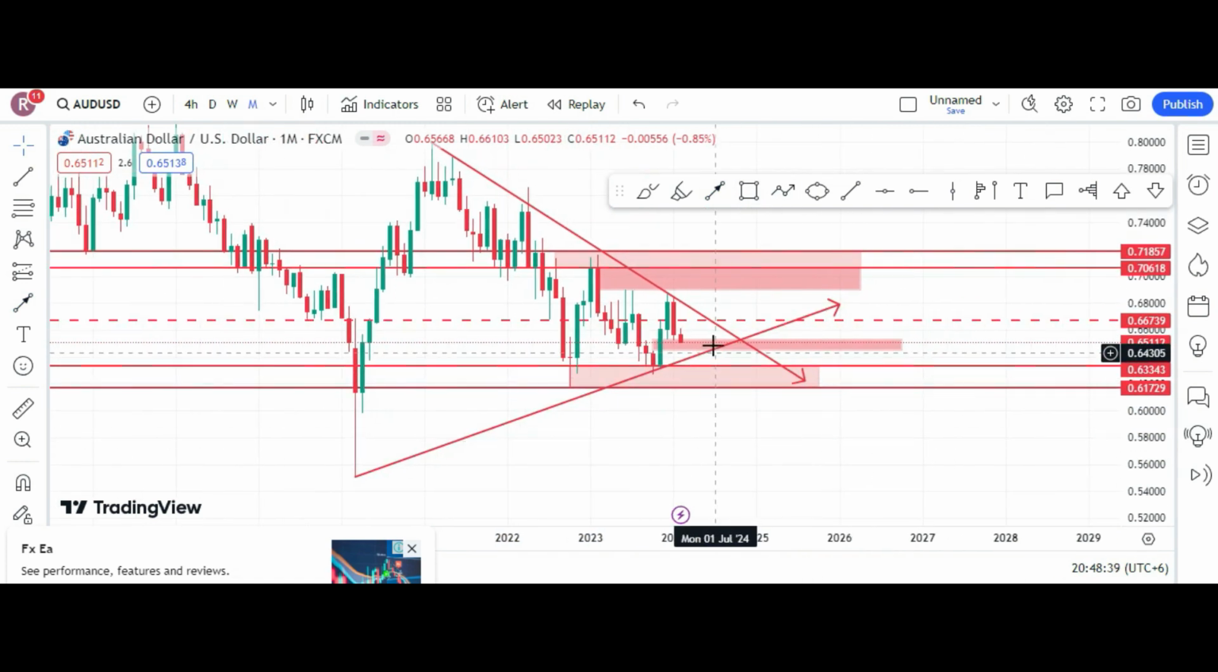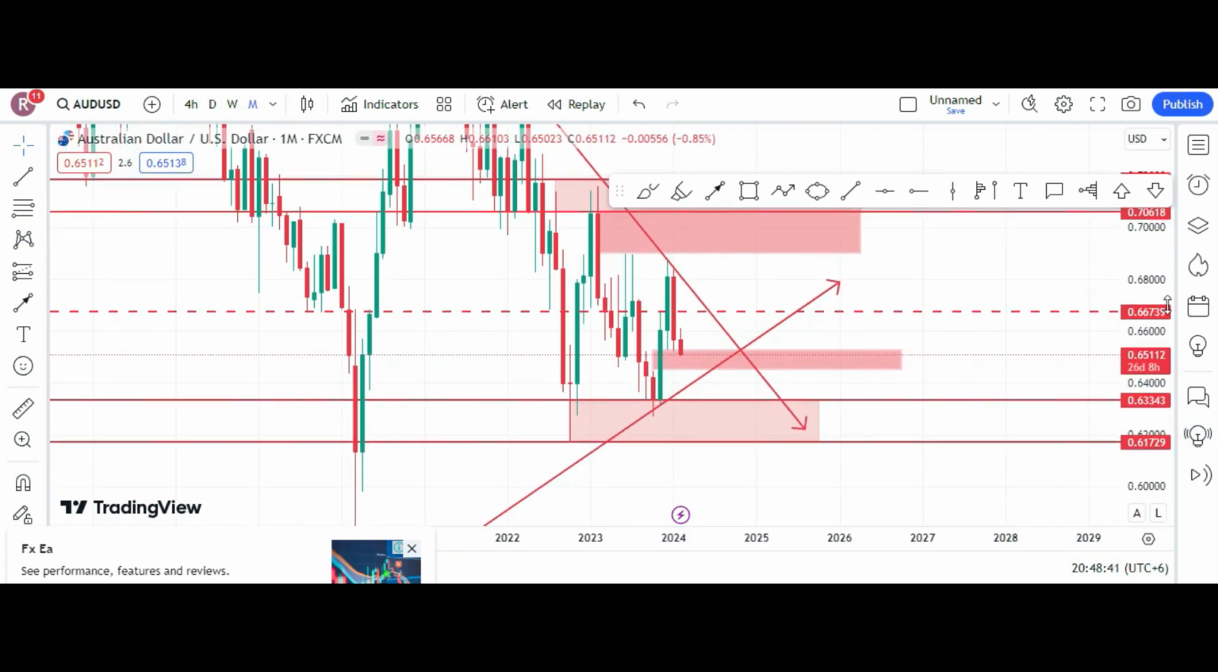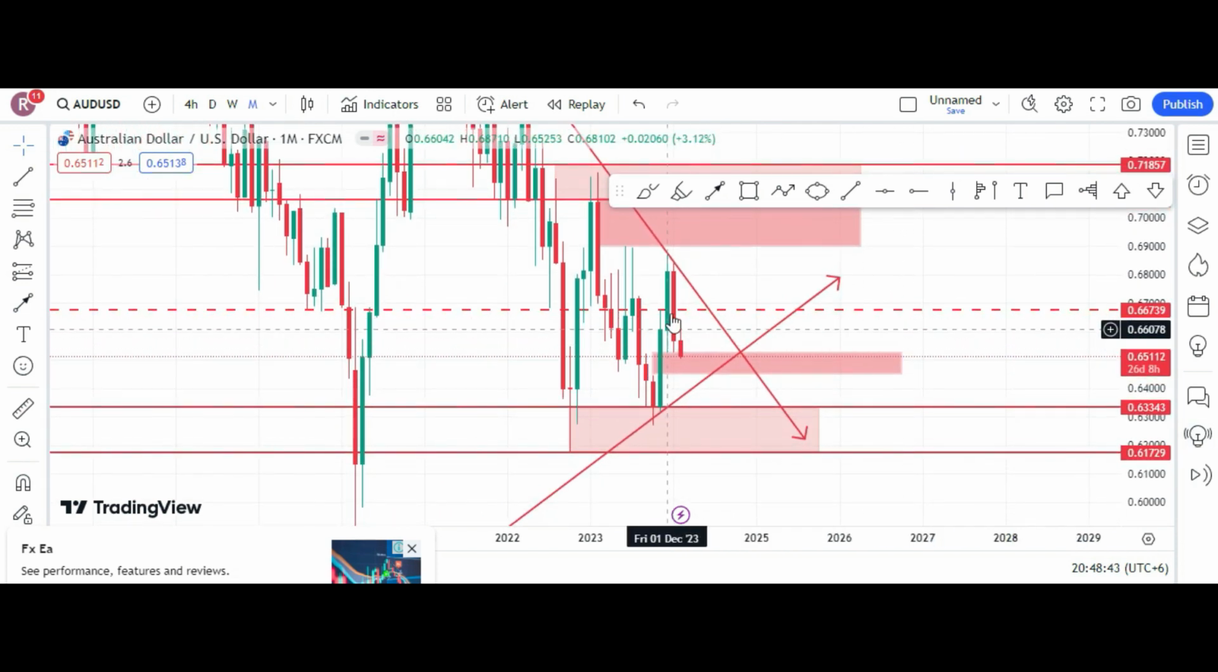So this is a very big thing you need to see in the greater picture, that both trend lines are approaching towards a breakout. I don't know which way it will break out, but it is squeezing day by day.